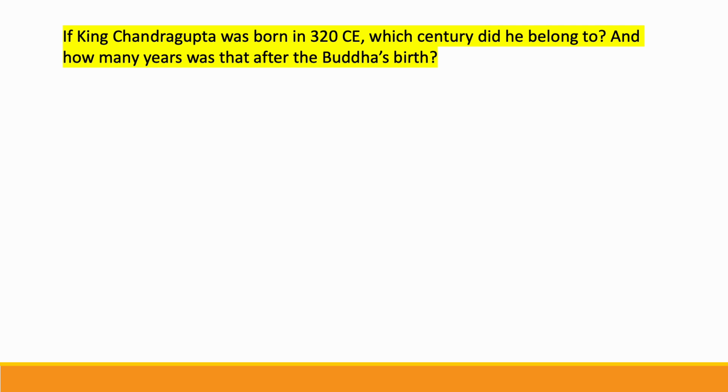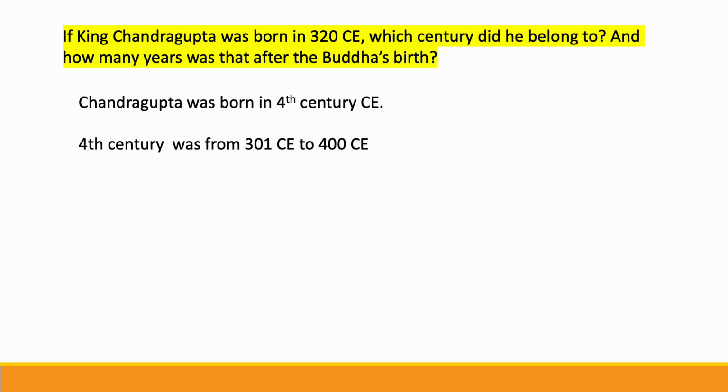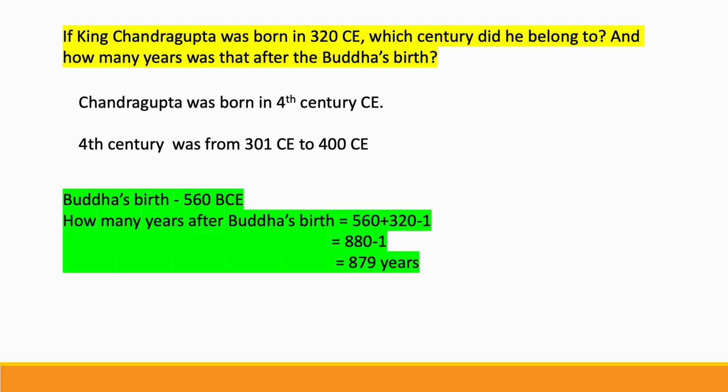If King Chandragupta was born in 320 CE, which century did he belong to and how many years was that after the Buddha's birth? So, Chandragupta was born in 320 CE. So, he was born in 4th century CE. 4th century was the time period from 301 CE to 400 CE. And how many years was that after Buddha's birth? Buddha's birth was in 560 BCE. So, how many years after Buddha's birth? 560 plus 320 minus 1. That is 880 minus 1 equal to 879 years.